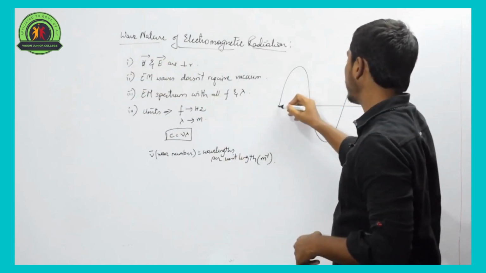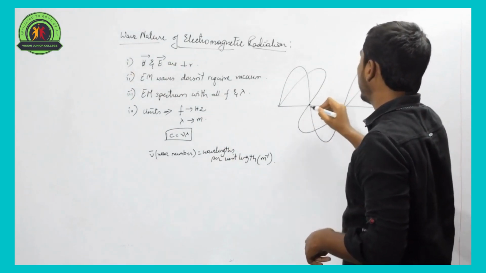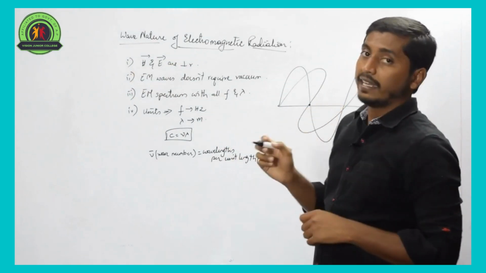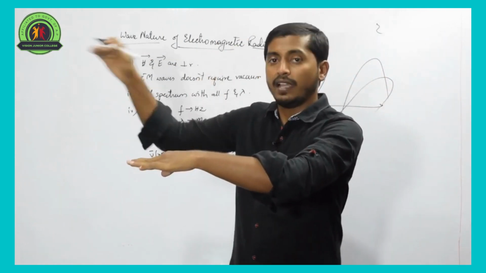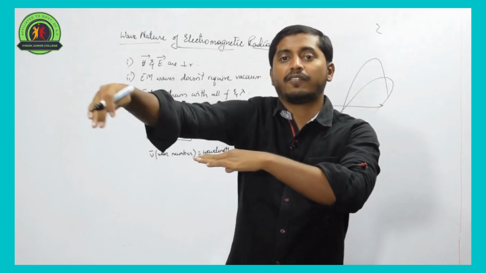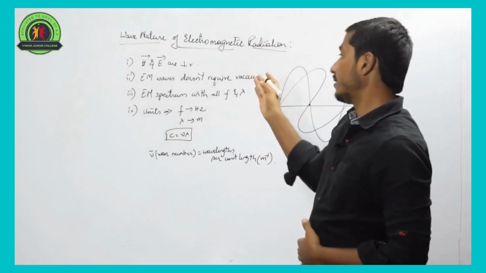Usually in diagrams we represent it like this. Here the angle should be 90 degrees. See here, this is the direction of propagation, this is the electric field, and this is how the magnetic field moves. Is it clear? That is what he tells.